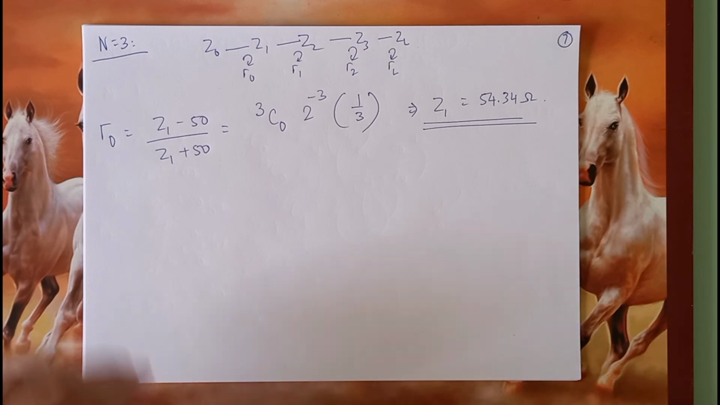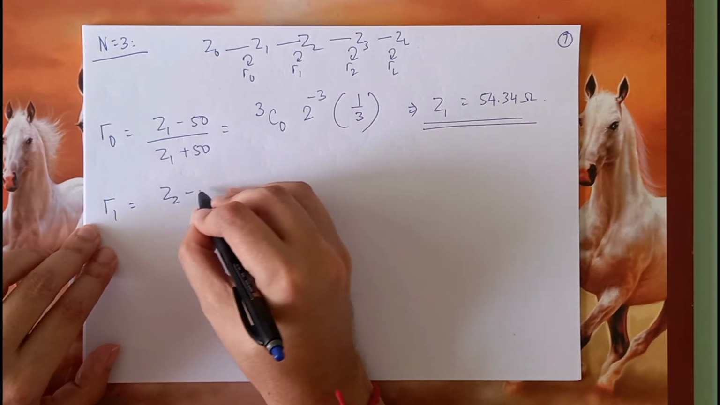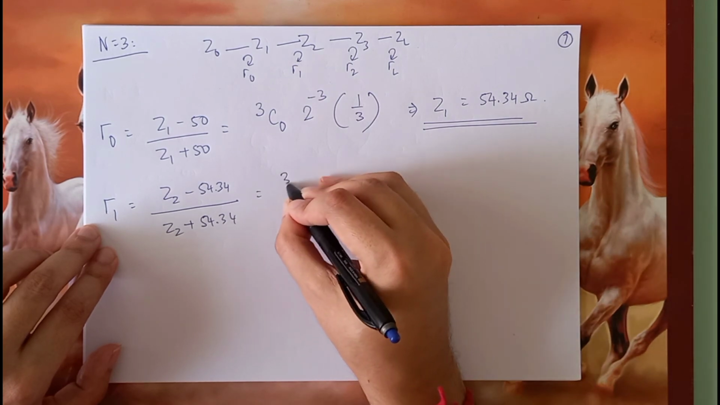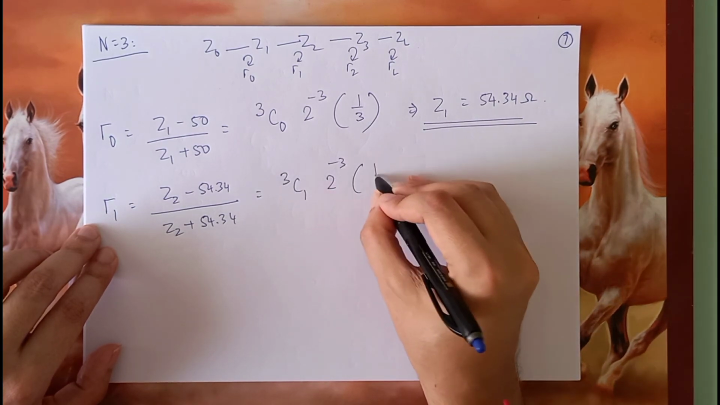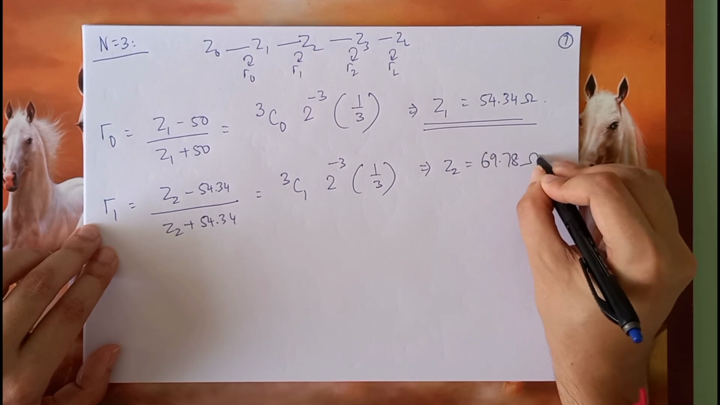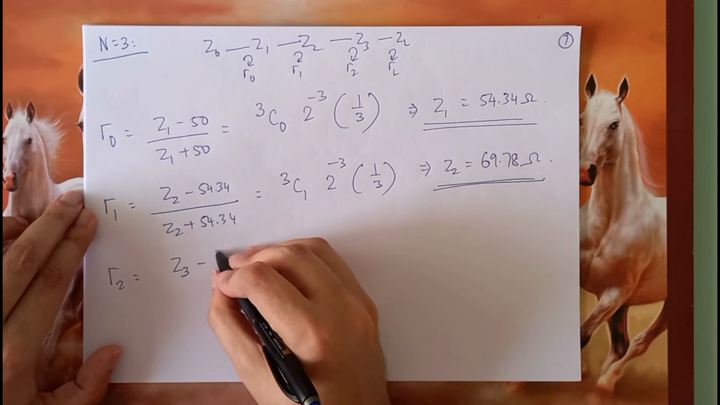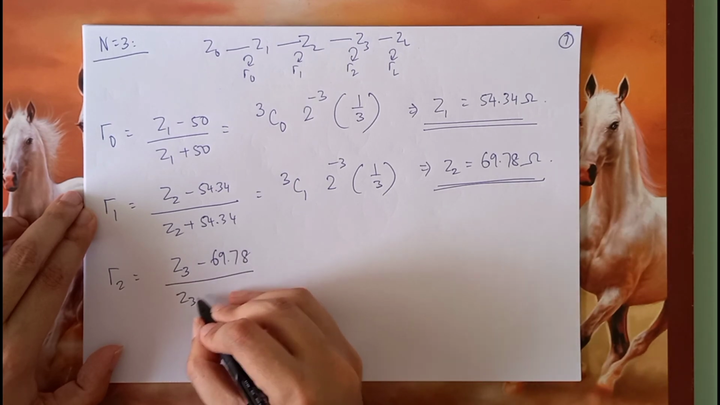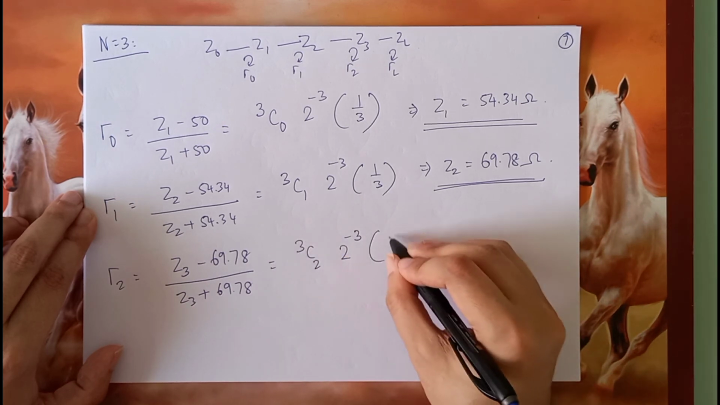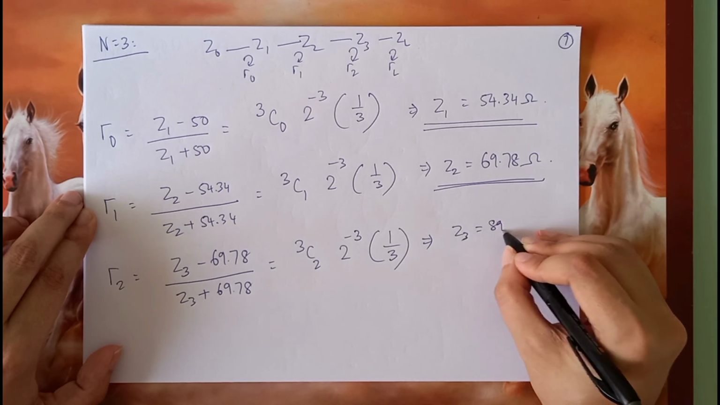And gamma 1 is Z2 minus this 54.34 divided by Z2 plus 54.34, that is equal to 3C1 2 raised to minus 3 times 1 by 3, and here Z2 comes out to be 69.78, again very close to 70, and finally gamma 2, where we use Z3 minus this value 69.78 divided by Z3 plus 69.78, that is 3C2 times 2 raised to minus 3 times 1 by 3, and over here Z3 comes out to be around 89.59 ohms.